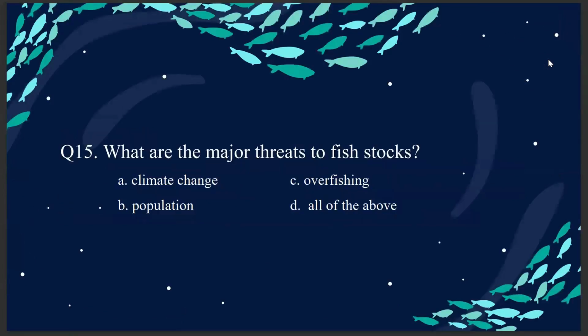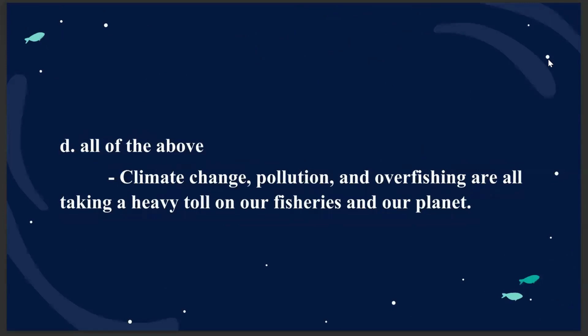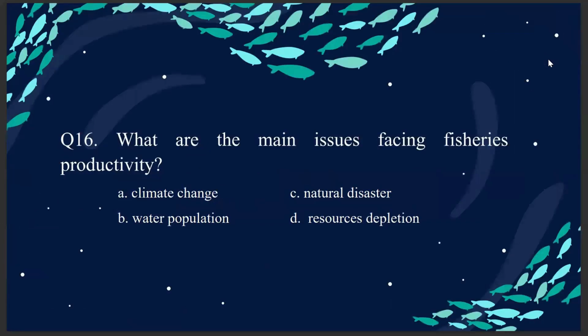self-sustaining. Question number 15. What are the major threats to fish stocks? A. Climate change. B. Pollution. C. Overfishing. Or D. All of the above. The answer is D. All of the above. Climate change, pollution, and overfishing are taking a heavy toll on our fisheries and our planet.